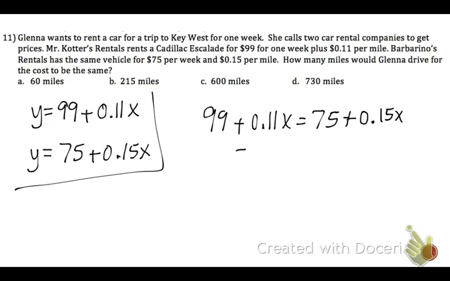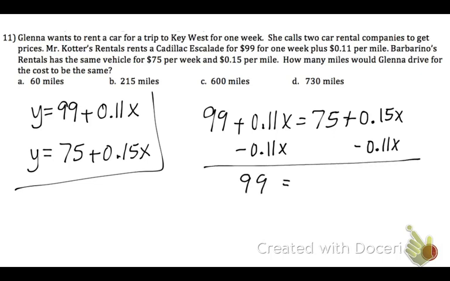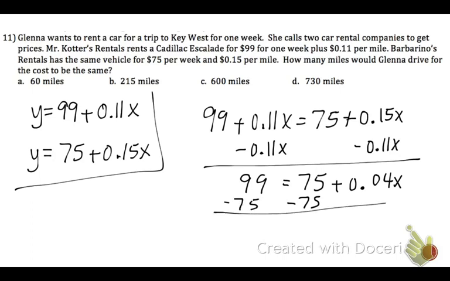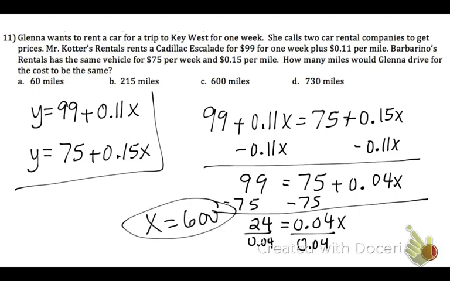So I'm going to subtract both sides by 0.11x. Subtract both sides by 75. And divide both sides by 0.4. And we get x equals 600.